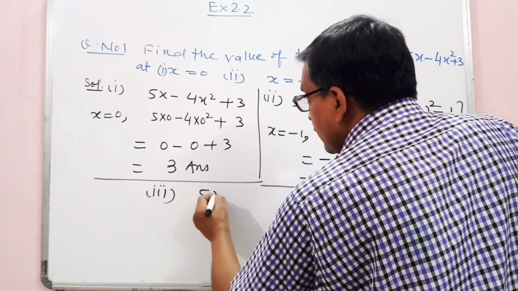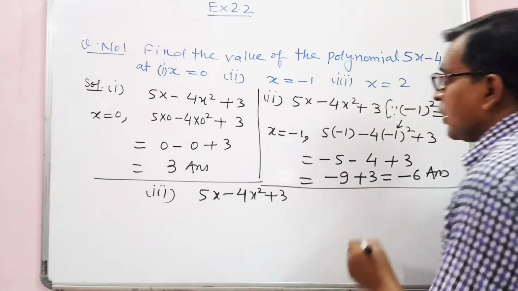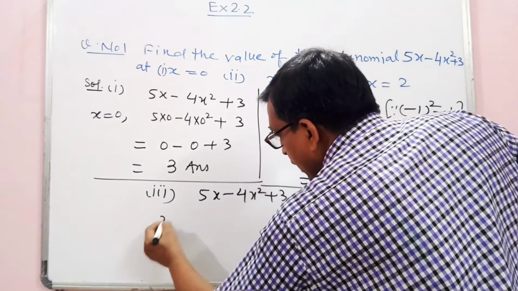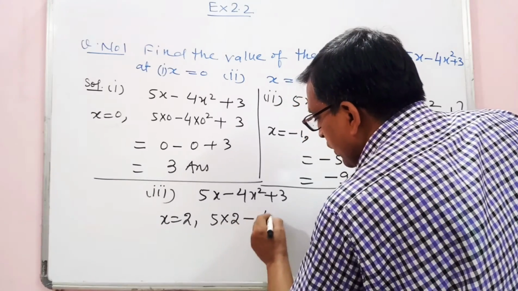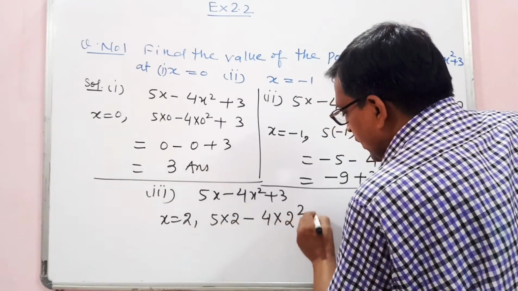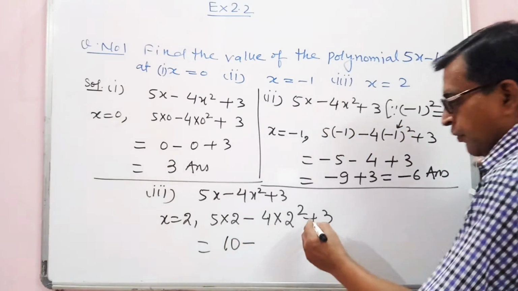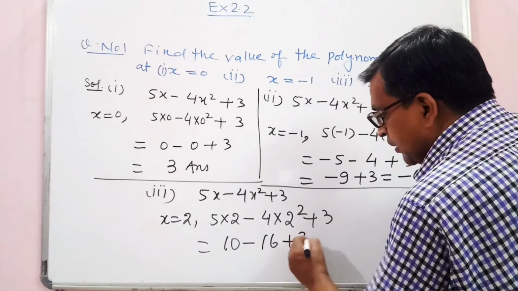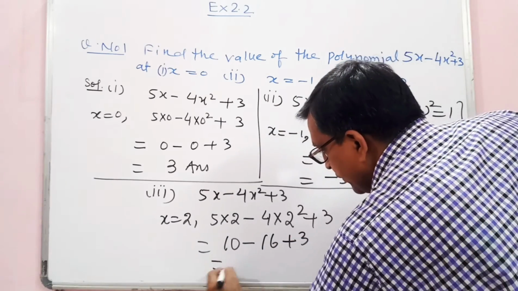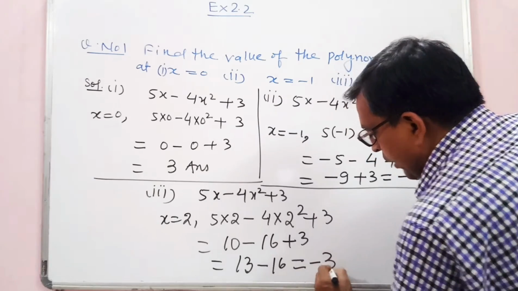5x minus 4x square plus 3. Now here x equal to 2, you put it here. 5 into 2 minus 4 into 2 square plus 3. 5 times 2 is 10, 2 square is 4, 4 into 4 is 16, plus 3. 10 plus 3 is 13, minus 16, that is minus 3.